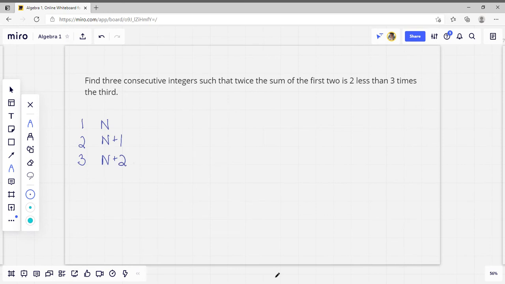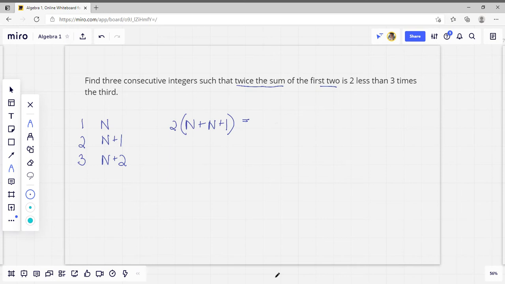Alright, so twice the sum of the first two. Okay, so our first two are going to be n, and we need the sum of the first two, n plus 1. So n is our first one, and then our second one is n plus 1. And we need twice the sum of the first two. So we're going to put that in parentheses. The sum of the first two means we add the first two numbers, and we're going to multiply that times 2.